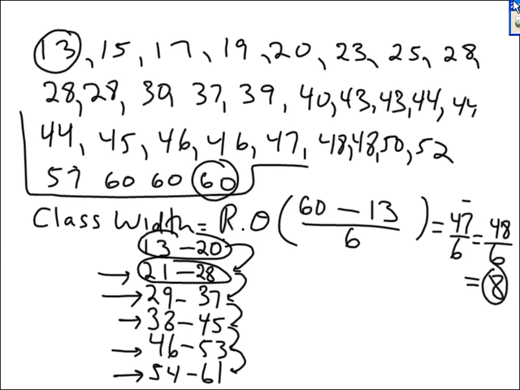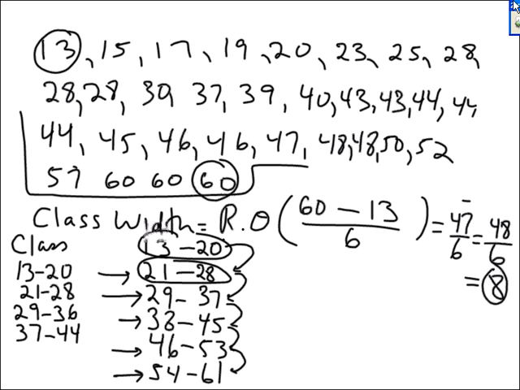So let me put it back here again, please. So we have class 13 to 20, 21 to 28. Just add 8 to each endpoint. The left endpoint is 29, add 8, get 37. 36 plus 8 is 44. 45, 54, 53, 61. Those are the classes.